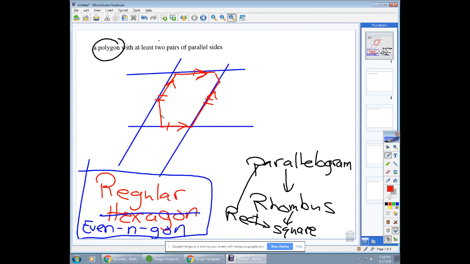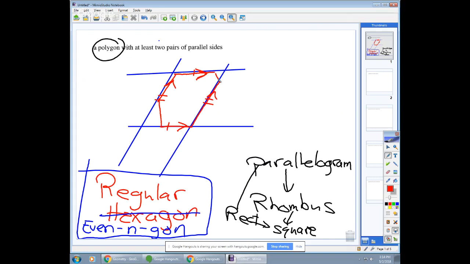But these guys have nothing in common. They're neither parallel nor congruent. Is that a polygon with at least two pairs of parallel sides? Yeah. So can we give this description a good name? We could make up all kinds of things that work. The answer is no, we can't come up with a name for it.